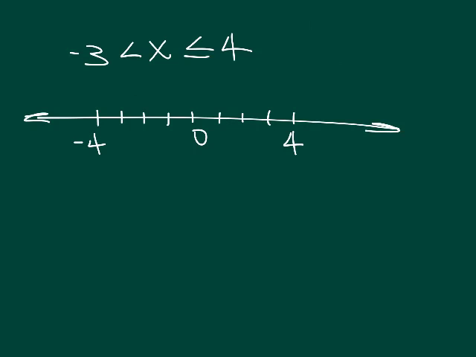Okay, so at negative 3, would I draw an open circle or a closed circle at negative 3? Open. Would I draw a box or a curved parenthesis? A curved parenthesis. Okay, so let's do that, because it does not include negative 3 in our answer. Okay, let's look at the 4. A box or a parenthesis?